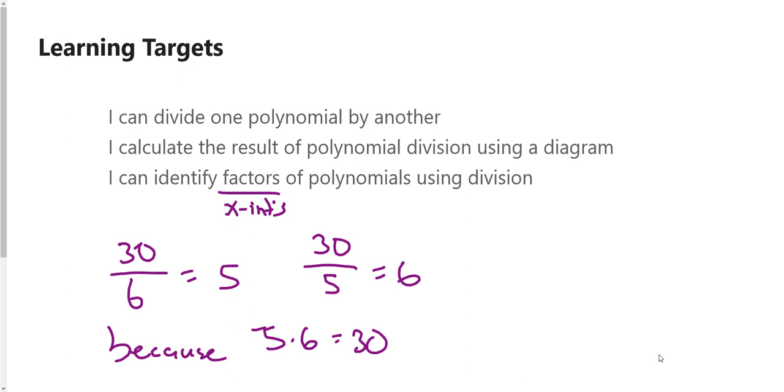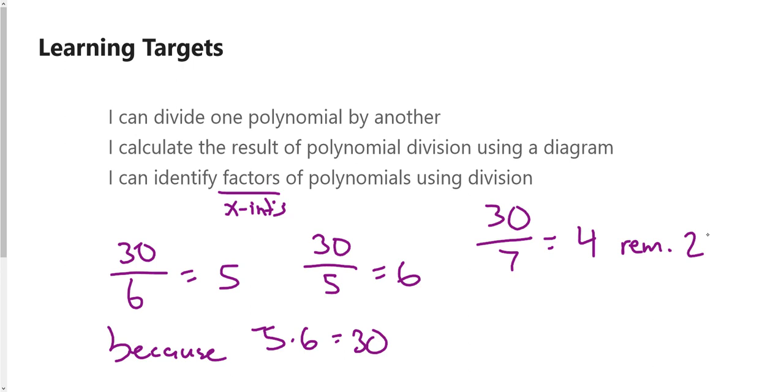So now, what happens if it doesn't divide evenly? Let's say we had 30 divided by 7 instead. What's 30 divided by 7? Well, there are two ways that you can write this. How many times does 7 go into 30? It goes in 4 times, and there is 2 left over. 7 times 4 is 28, so that leaves 2 left over.